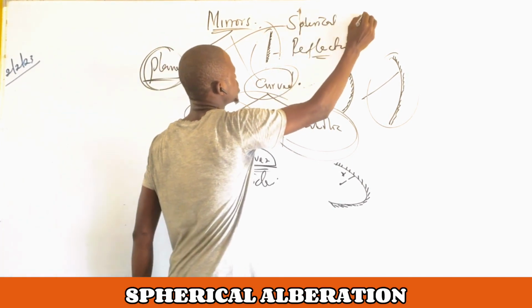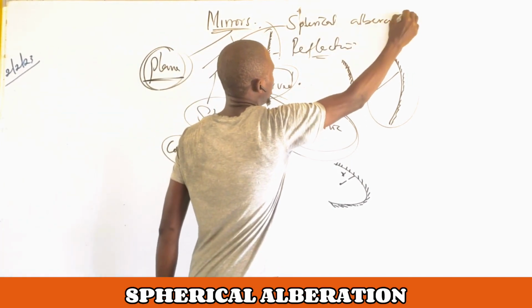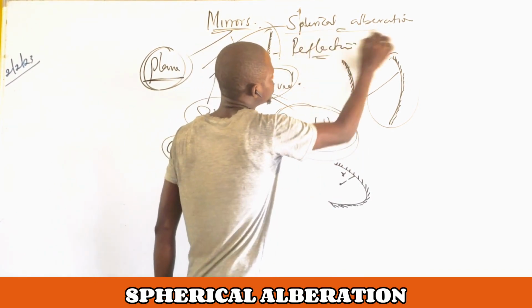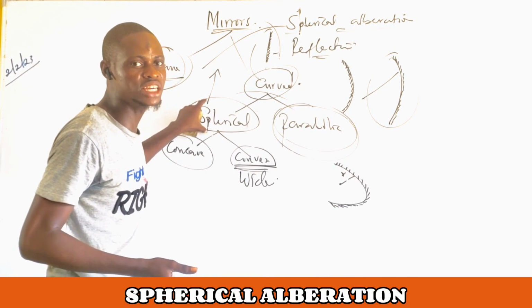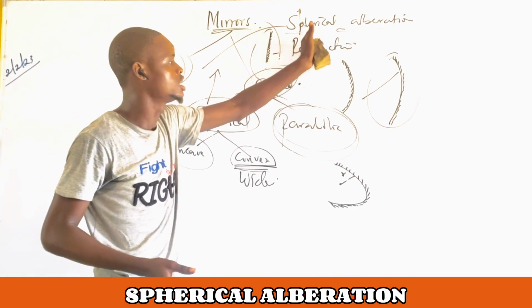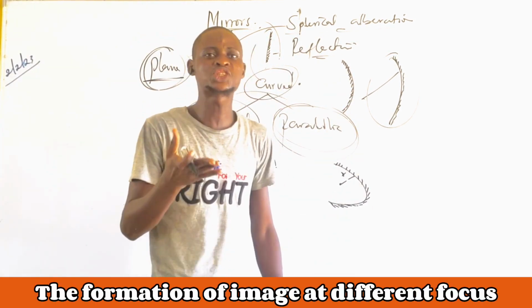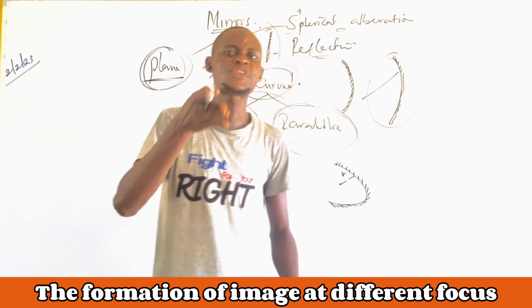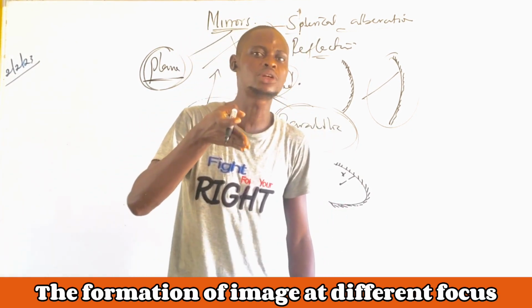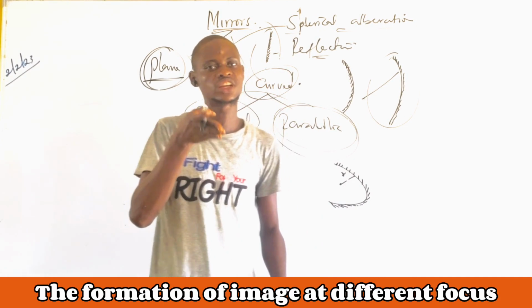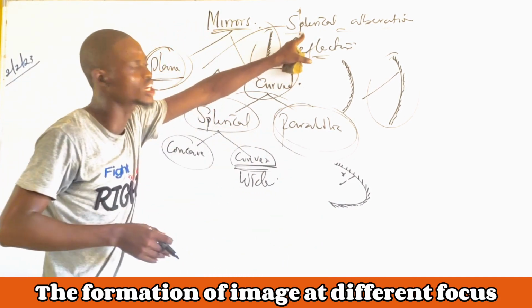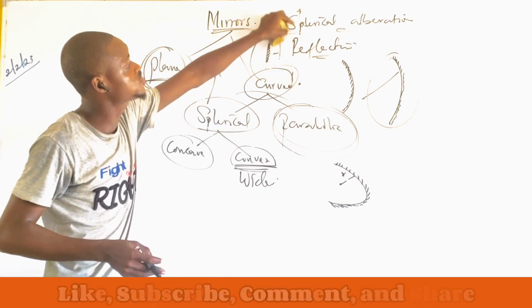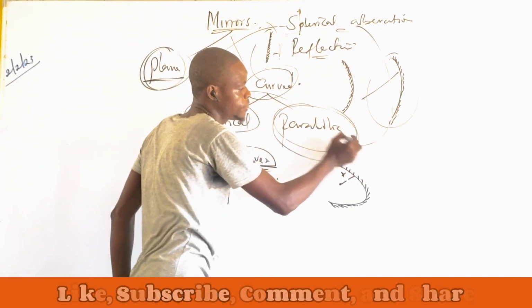Spherical aberration is an effect of mirrors, but majorly an effect of a spherical mirror. What do we mean by spherical aberration? Spherical aberration simply means the formation of the image of an object at different focus on the principal axis. That is what we call spherical aberration. So that spherical aberration is corrected using a parabolic mirror.